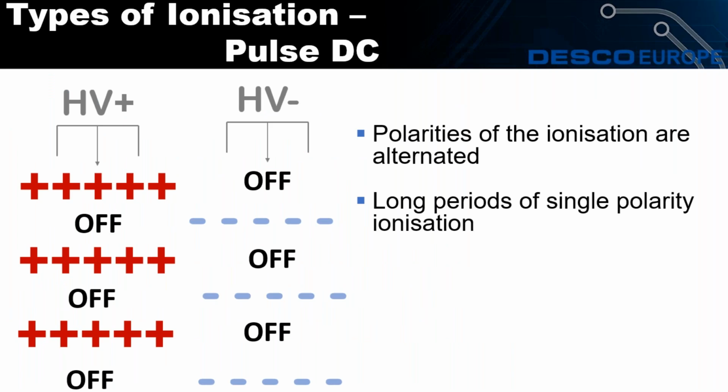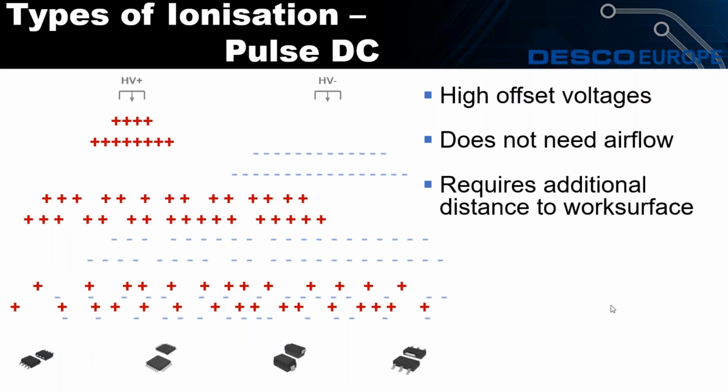And then we also have a pulsed DC, direct current ionization system. What this does, as you can see here, is it will send out, whilst there's two emitter pins in this graphic, when it's sending out positive charged ions, the negatively charged emitter pin will be off. So it's, as it says, pulsing between the two. And what you get with that is longer periods of single polarity ionization, which can result in higher offset voltages.